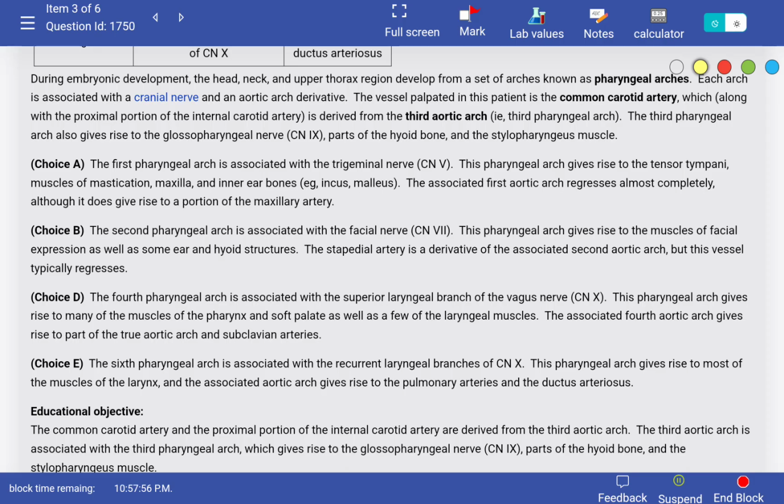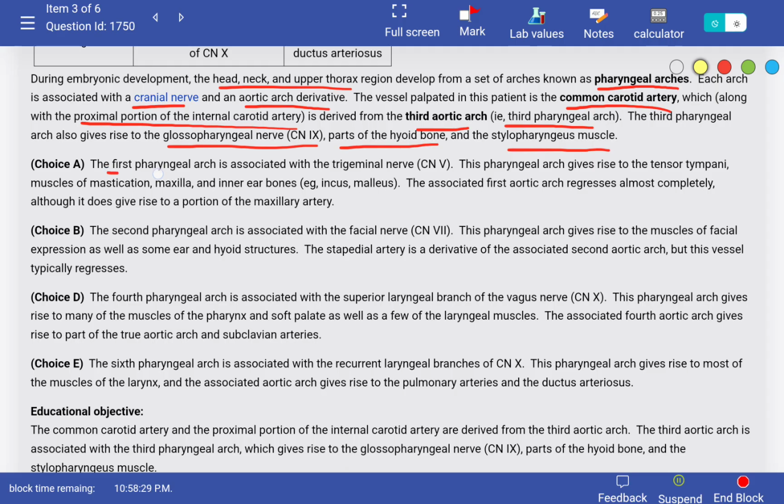So during embryonic development, the head, neck, and upper thorax region develop from a set of arches known as pharyngeal arches, right? Each arch is associated with a cranial nerve and aortic arch derivative. The vessel palpated in this patient is the common carotid artery, which along with the proximal portion of the internal carotid artery is derived from the third aortic arch, third pharyngeal arch. The third pharyngeal arch also gives rise to the glossopharyngeal nerve, cranial nerve 9, parts of the hyoid bone, and the stylopharyngeus muscle.